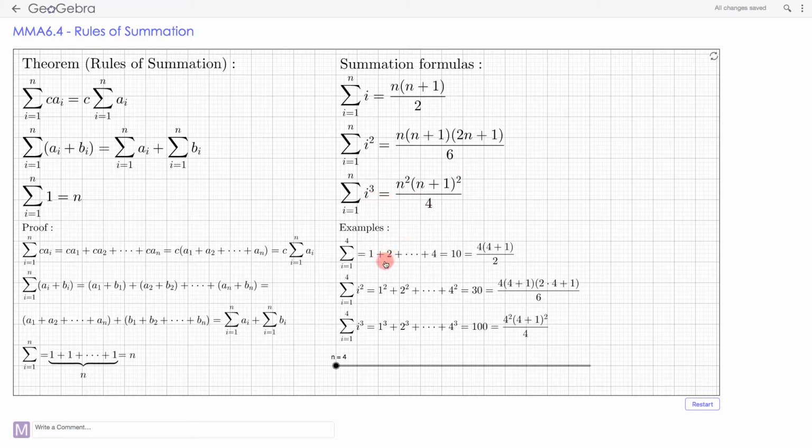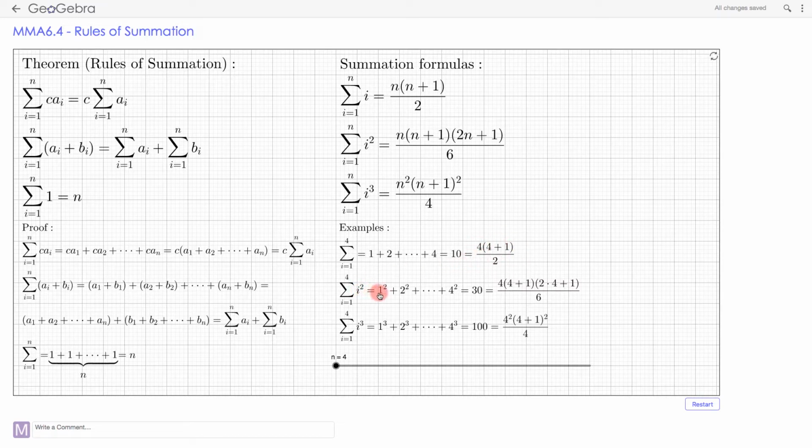everything divided by 4. So here you can see 1 plus 2 plus and so on up to 4 is 10, right? 1 plus 2 plus 3 plus 4 is 10. Agree? And it turns out that according to this formula, it should also be 4 times 4 plus 1. 4 plus 1 is 5. 4 times 5 is 20. 20 divided by 2 is 10. So at least it applies in this case, right?